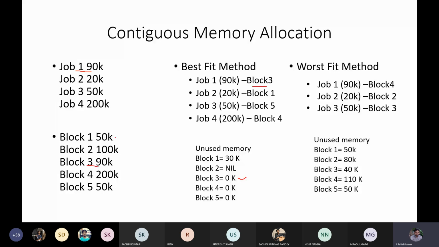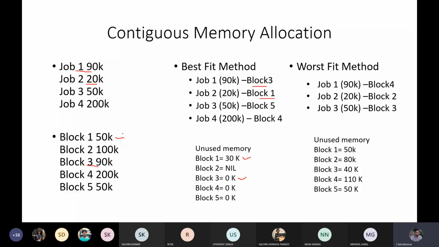So you can allocate here. Job 2 will be allocated the best fit in block 1 because this is the smallest unused space that it is taking. So job 2 will take block 1. Then here the unused space is 30K.